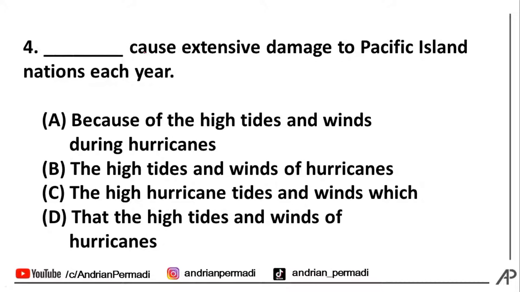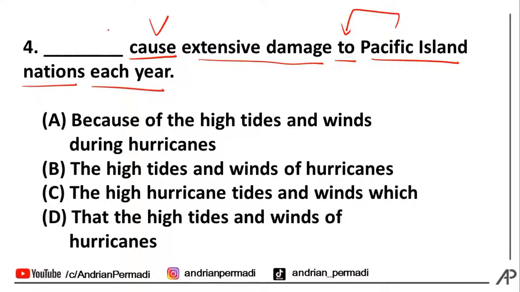Near the blank space, we can see the word cause. Cause is a verb. Now let's try to identify whether this sentence has another subject or verb. Extensive damage is a noun that functions as an object in this sentence. To is a preposition. Pacific Island Nations is a noun phrase that functions as the object of the preposition to, and each year. We can conclude that this sentence will need to have a subject. Now let's try to find a subject in the form of a noun or noun phrase.